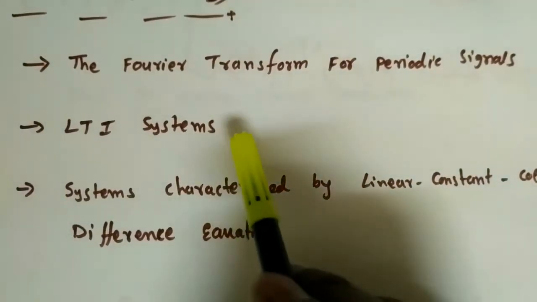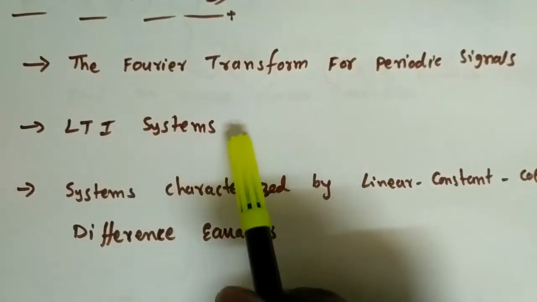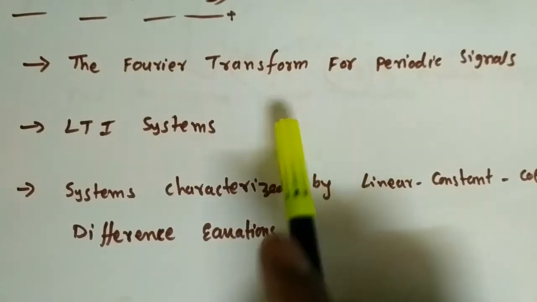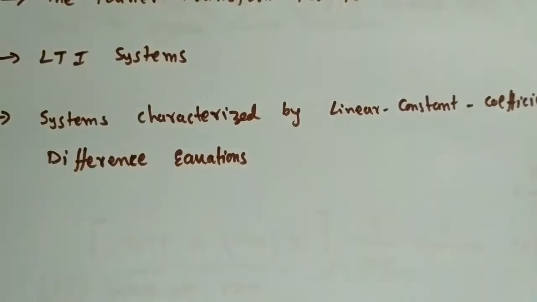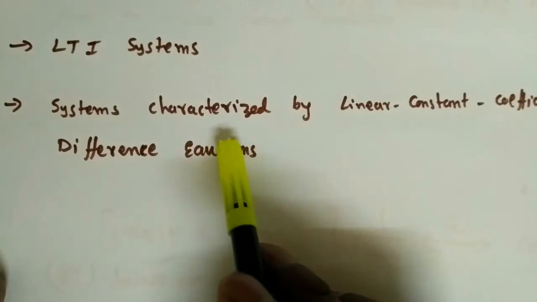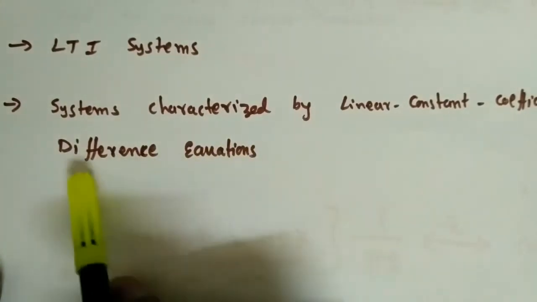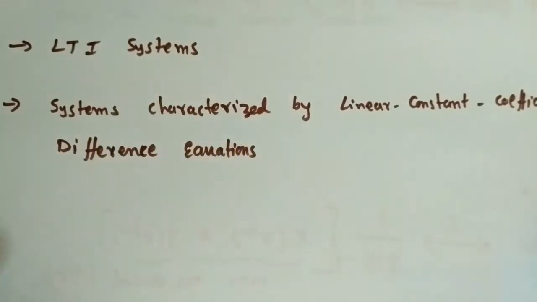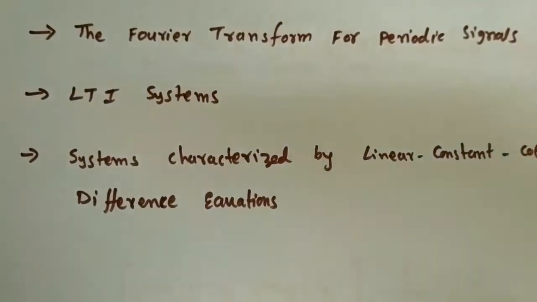And next we have to discuss the LTI systems, that is linear time invariant systems, how to find the frequency response or how to find the output response when any input is given. Similarly, the systems characterized by linear constant coefficient difference equations. So in the continuous time Fourier transform, we discussed the differential equations. Now we will find the difference equations to characterize the system, right? So these three things we need to discuss in this lecture.